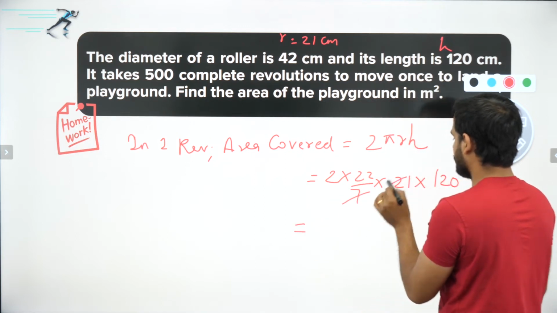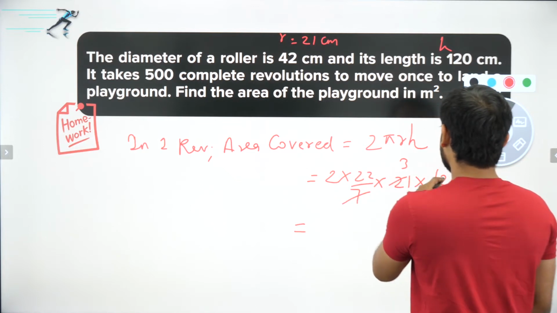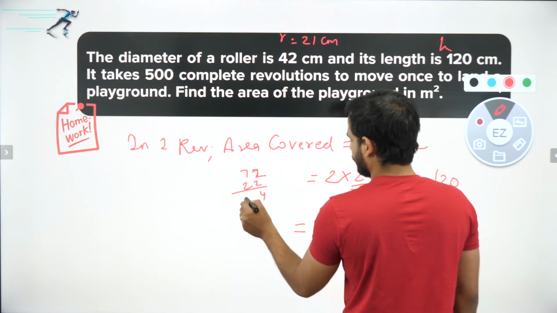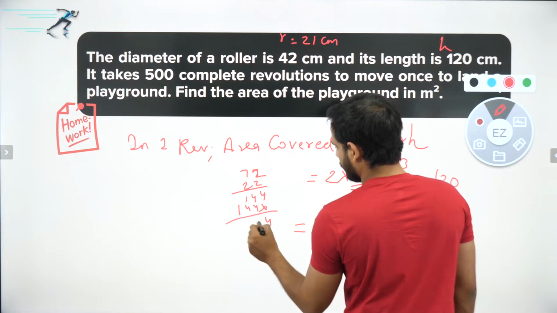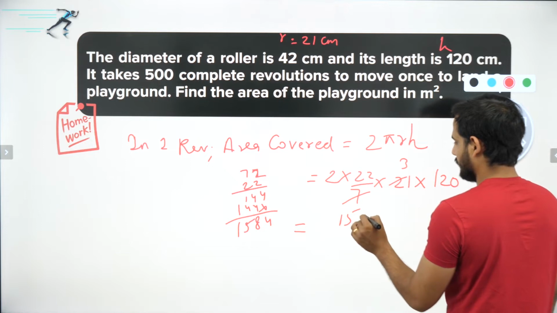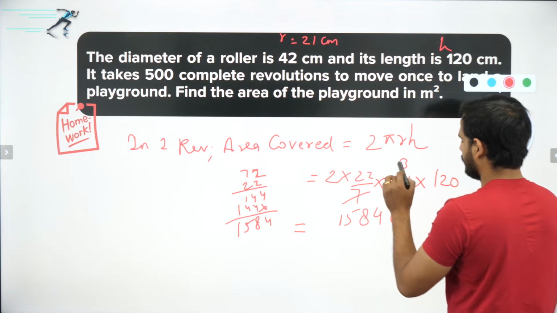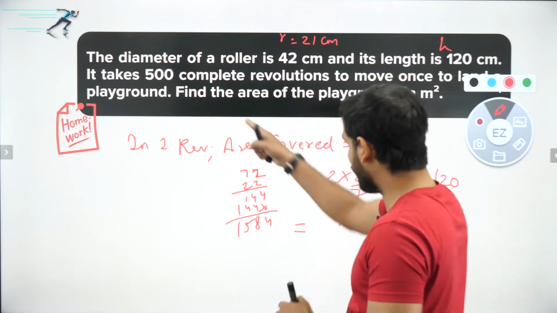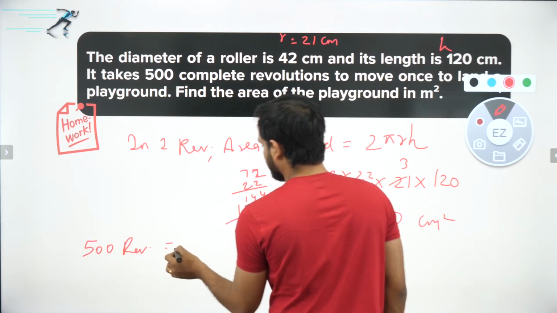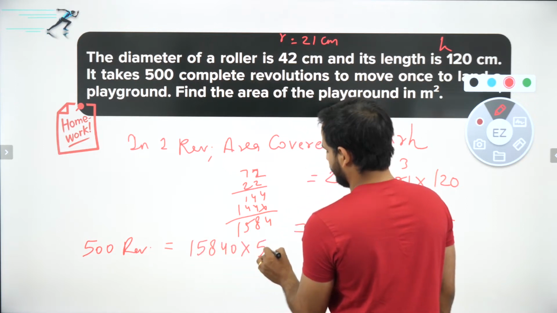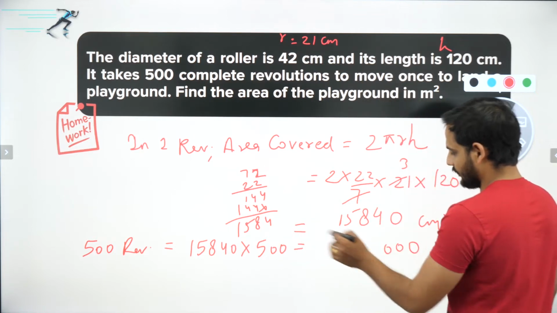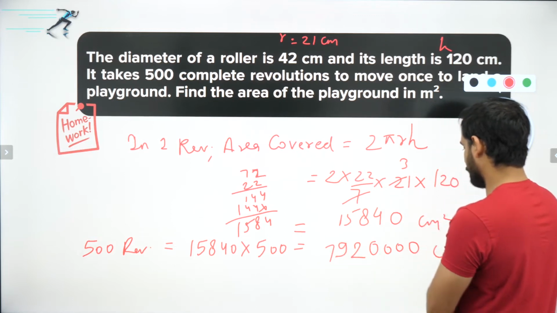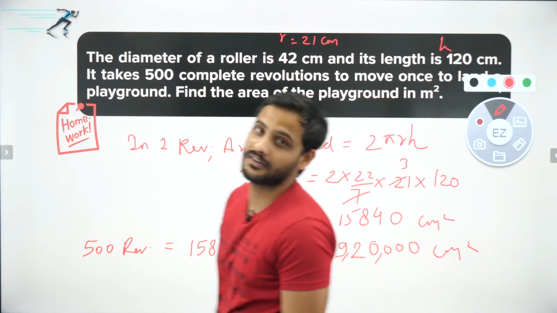You'll get 7 3s, and 3 into 2 is 6, 6 into 12 is 72, and 72 into 22 gives 1584. So 15840 centimeters square is the area covered in one revolution. How many revolutions? 500. So in 500 revolutions how much area will it cover? You can clearly say 15840 into 500. Let's multiply this, with 3 zeros at the end. We get 7,920,000 centimeters square as the area covered.